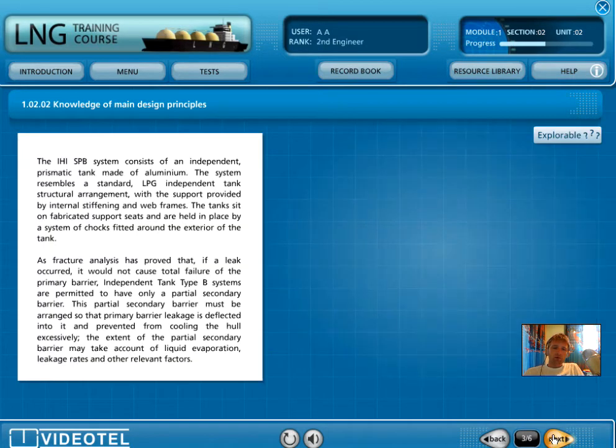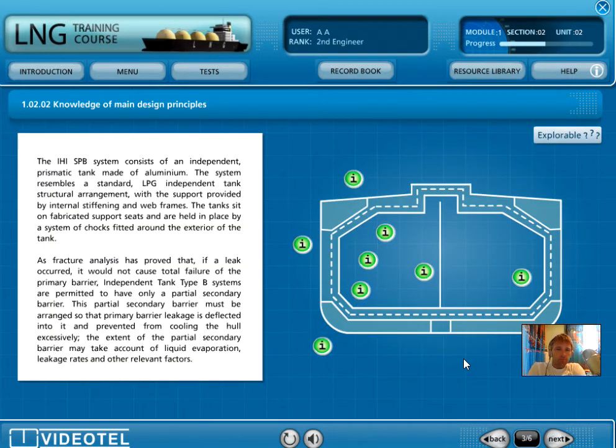So let's move on. The IHI SPB system consists of an independent prismatic tank made of aluminium. The system resembles a standard LPG independent tank structural arrangement, with the support provided by internal stiffening and web frames. The tanks sit on fabricated support seats and are held in place by a system of chocks fitted around the exterior of the tank.